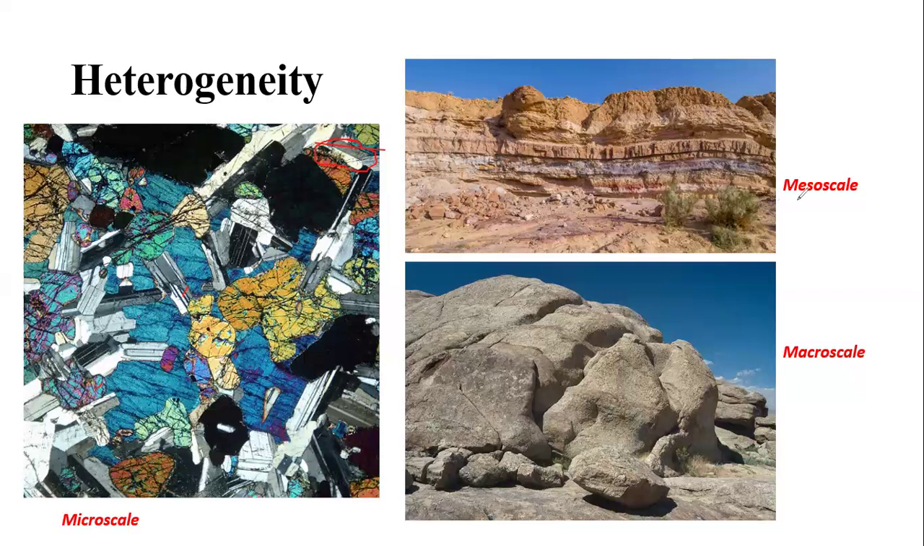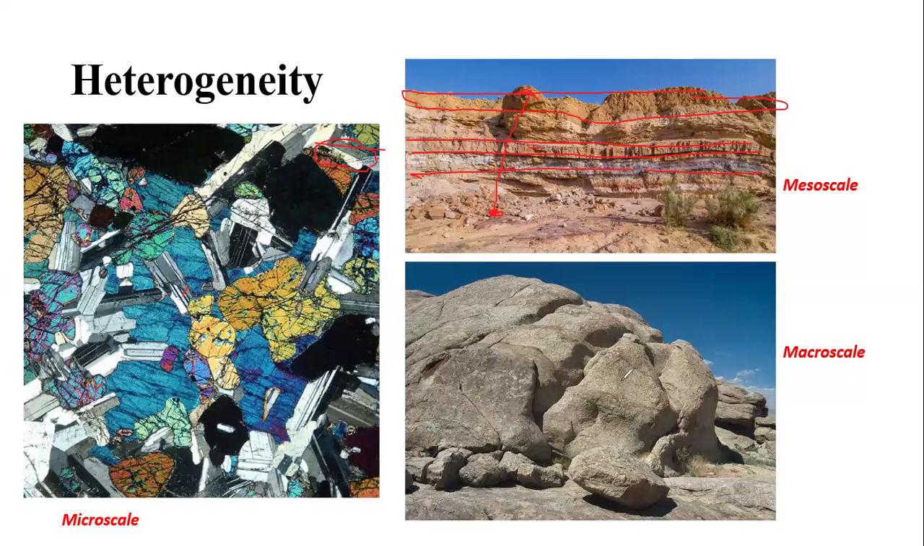But now at the mesoscale, due to the presence of the bedding planes, we can also see the heterogeneity. Look from the bottom to the top. This layer is a bit brownish, unlike this one at the bottom, which is a bit reddish, and this one a bit purplish. So we see the heterogeneity because of the presence of the bedding planes.